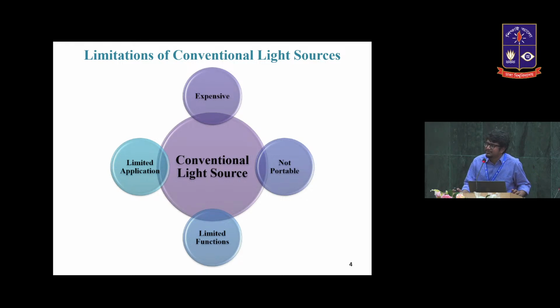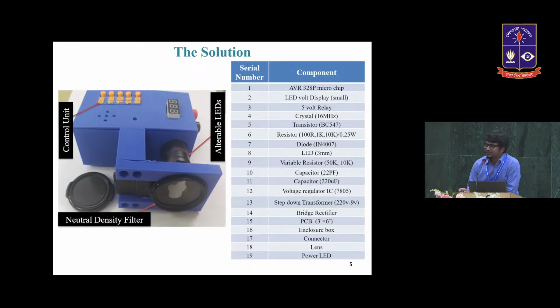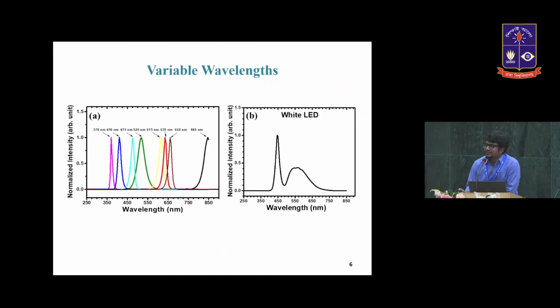So this is what we have developed in our lab. With these components, we built this light source. The prominent features are alterable LEDs, where we can change the LEDs to get a wavelength, a control unit, which I will explain later, and a neutral density filter to regulate the intensity. We have variable wavelengths from 370 nanometer to 845 nanometer, covering the UV to NIR range. We can add more wavelengths to this.